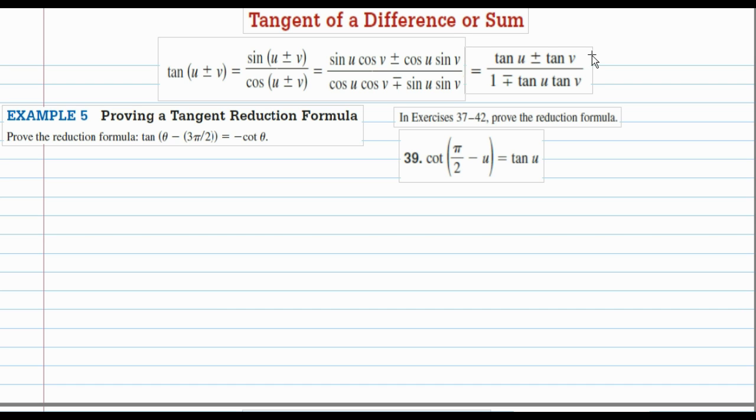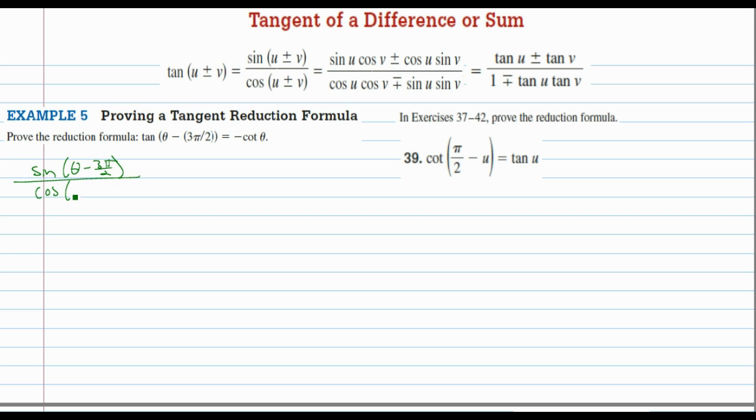Now example 5, we're going to prove a tangent reduction formula. So we have the tangent of an angle with a difference of one of our quadrantals, 3 pi over 2. So I'm going to work with the left side first because that is a tangent of a difference and I have the ability to work with those now. So I have the sine of theta minus 3 pi over 2. I'm just going to change this to sines and cosines to start out with, over the cosine of theta minus 3 pi over 2.